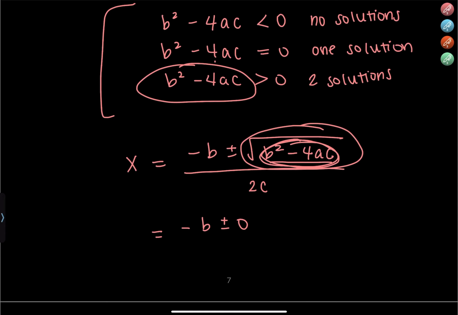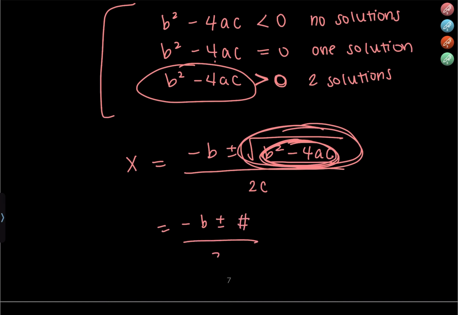And then lastly, if your discriminant is greater than 0, so that would mean it would be a positive number inside here, then that would make this also a positive number, and then you would get negative b plus or minus a number over 2a. And therefore, you would get two answers, right? Two solutions, because you would get the version of it with the addition and the version of it with the minus.